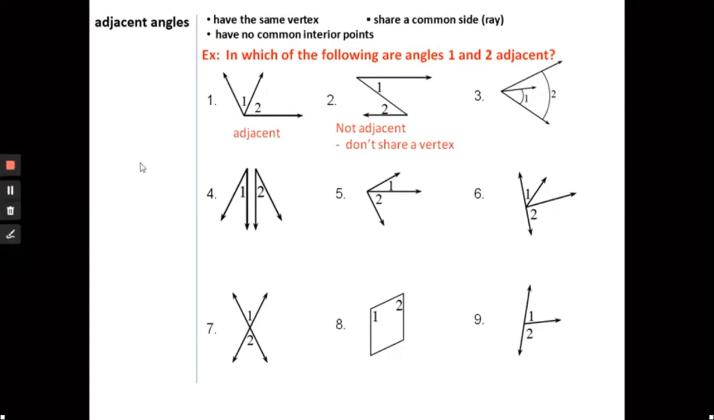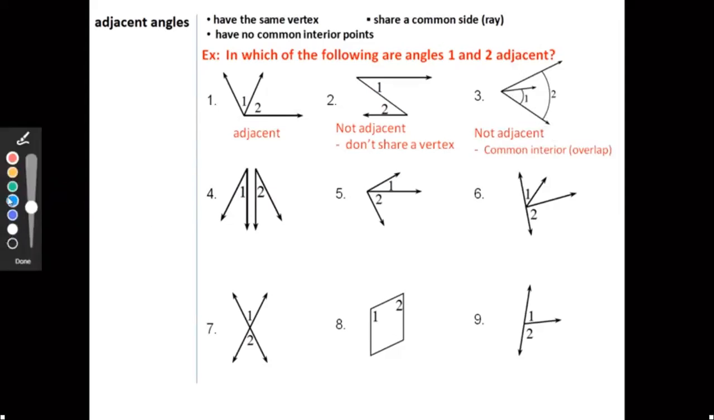Go ahead and pause it. Now tell me quickly. Number 3, are those adjacent or not? Not adjacent. No. They do have a common vertex. They do share this ray right here, but unfortunately they overlap on this one. Here's angle 1, and then here's angle 2. You see how there's overlap? They can't share interior region. So number 4, look at those 2 angles.